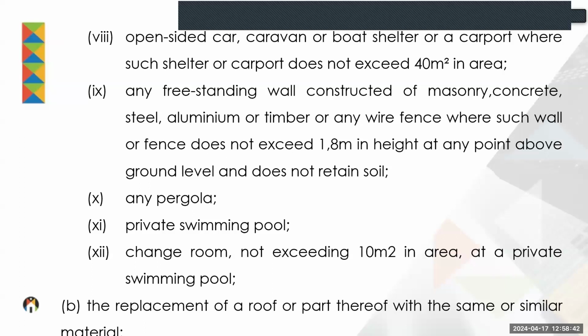An open, okay, that I've already done. Any freestanding wall constructed of masonry, concrete, steel, aluminium, or timber, or any wire fence where such wall or fence does not exceed 1.8 meter in height at any point above ground level and does not retain soil. Any pergola, a private swimming pool, a change room not exceeding 10 square meters in area at a private swimming pool. Now, you will find that some local authorities will require full plans for private swimming pools.